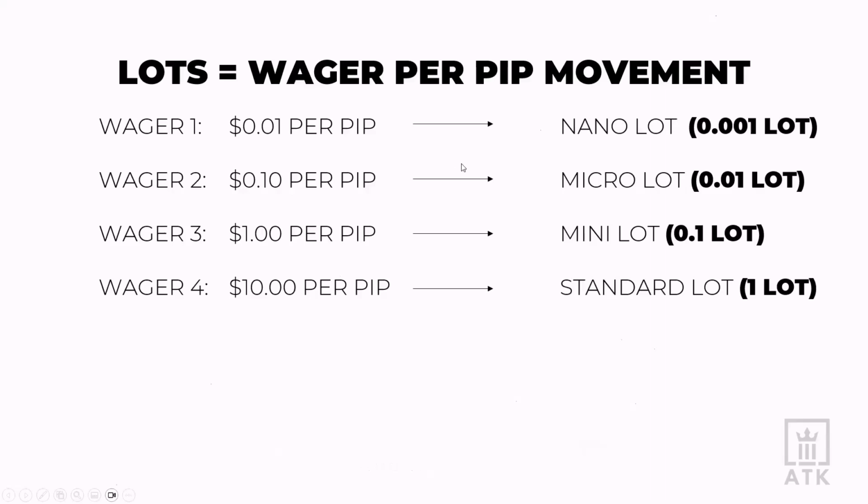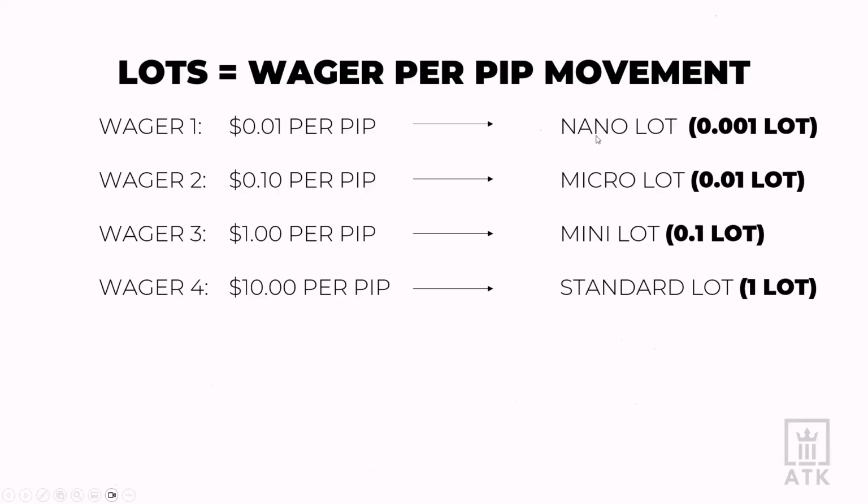You have a nano lot, a micro lot, a mini lot, and a standard lot. It's like buying a carton of eggs. You can buy them in groups. So in lieu of buying one egg at a time, you can buy 12 at a time, or 24 at a time, or 48 at a time. We can buy this in clusters.